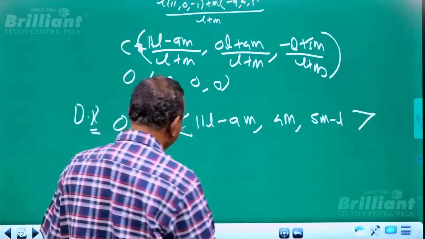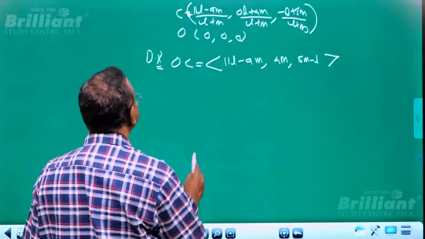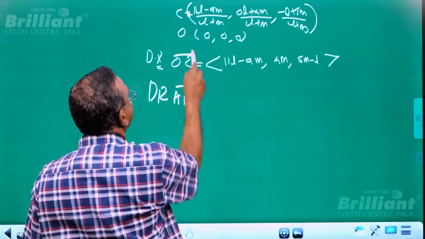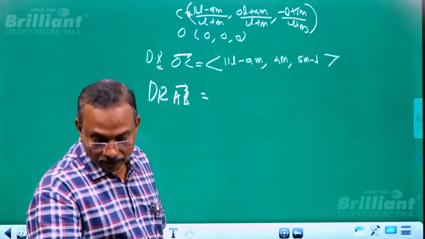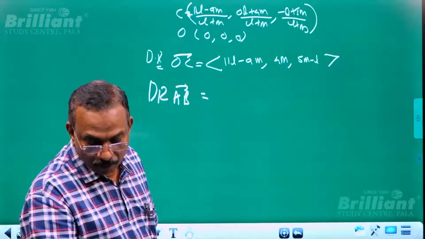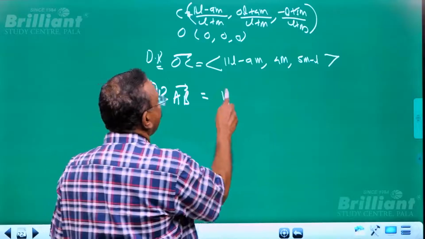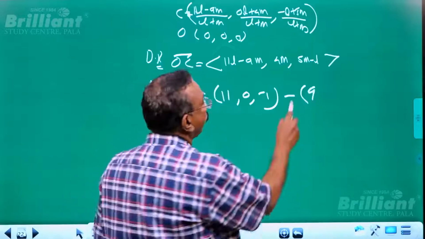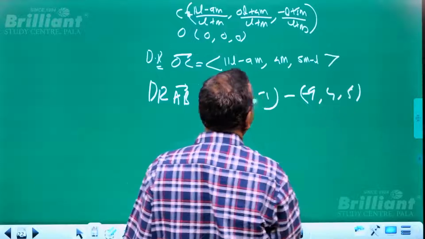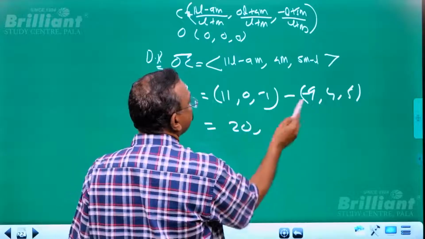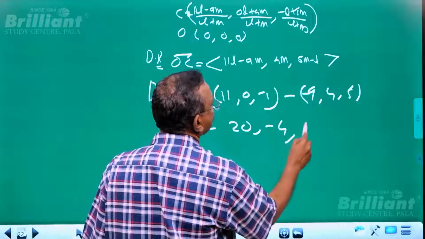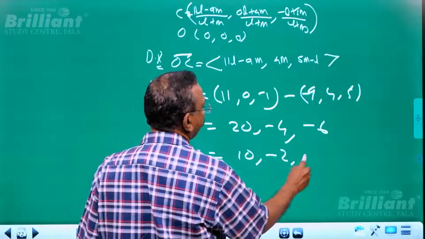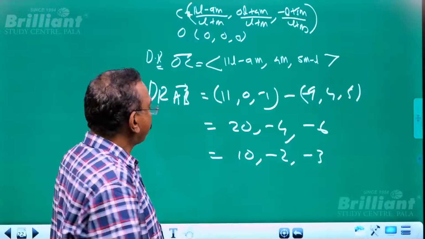And what is the direction ratio of AB? Now we come back to the direction ratio of AB. There are two different points given, one is B and the other is A, so we can take the difference: (11, 0, -1) minus (-9, 4, 5). Then you get 20, then 0 minus 4 is -4, and -1 minus 5 is -6. Dividing by 2, it becomes 10, -2 and -3. So these are the direction ratios of AB.